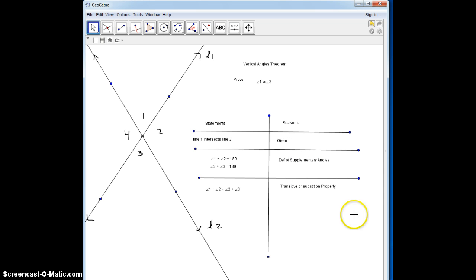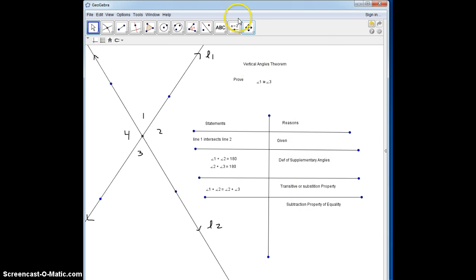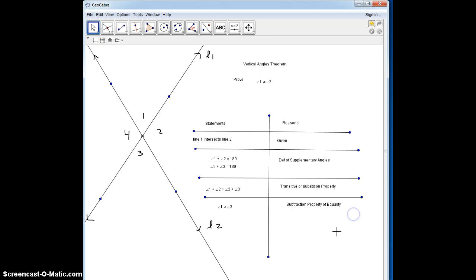So since they're both equal to 180, they're equal to each other, well, we're going to subtract angle 2 from both sides. So we're going to call that subtraction property of equality. We're subtracting angle 2 from both sides, so we get exactly what we're looking for at the very end. So angle 1 is congruent or equal to angle 3. And that's exactly what you're trying to prove.